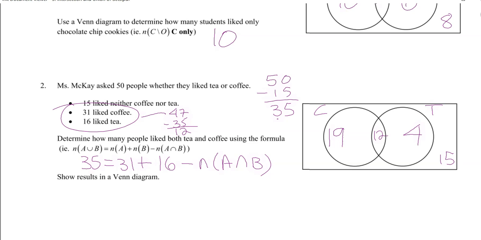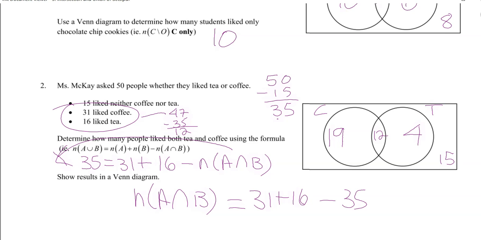But we can rearrange the equation. So let's kick this over to the left side and write the number in A intersect B is equal to, so right side stays 31 plus 16 minus the 35, which is 12. Right? Now that's what we did out here, sort of informally.